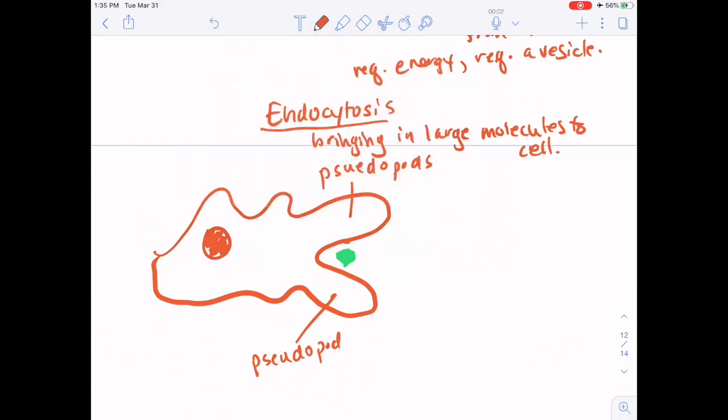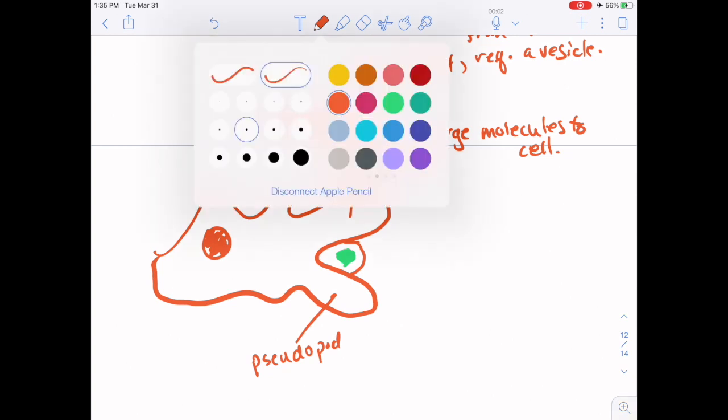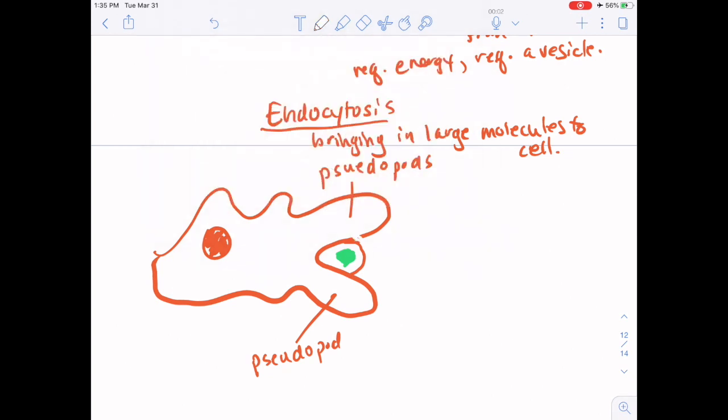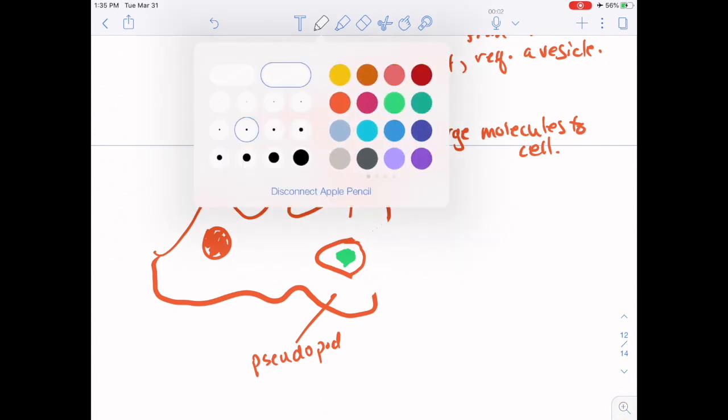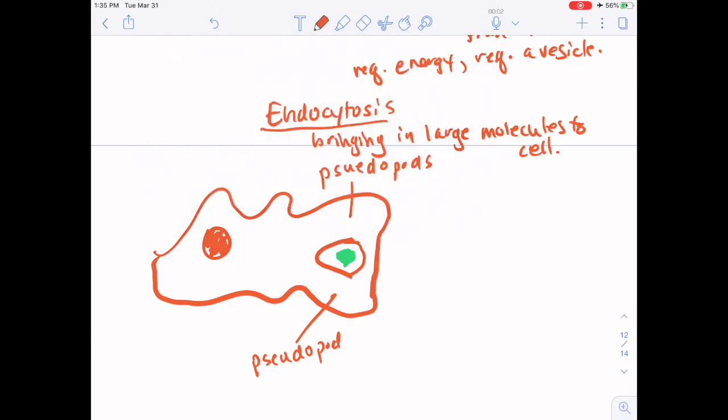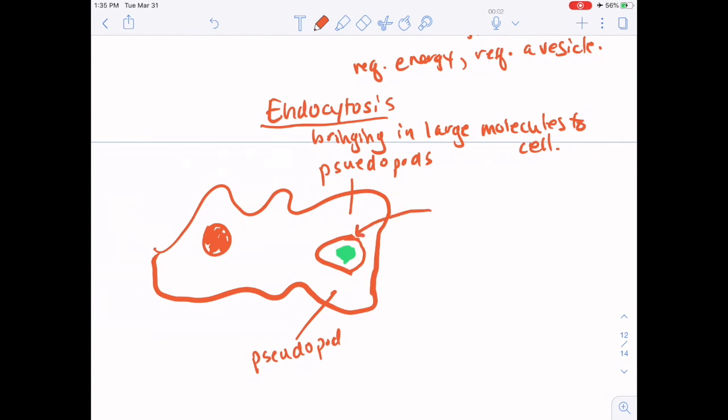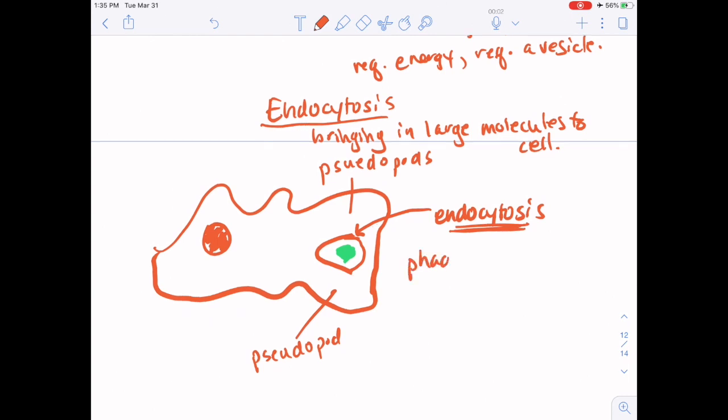So eventually it can pinch off. It does not like that. There we go. Right here. How am I going to draw this? Until it brings in a food particle in a vesicle. So this is endocytosis. And specifically bringing in a large solid particle when you use pseudopods, it's called phagocytosis.